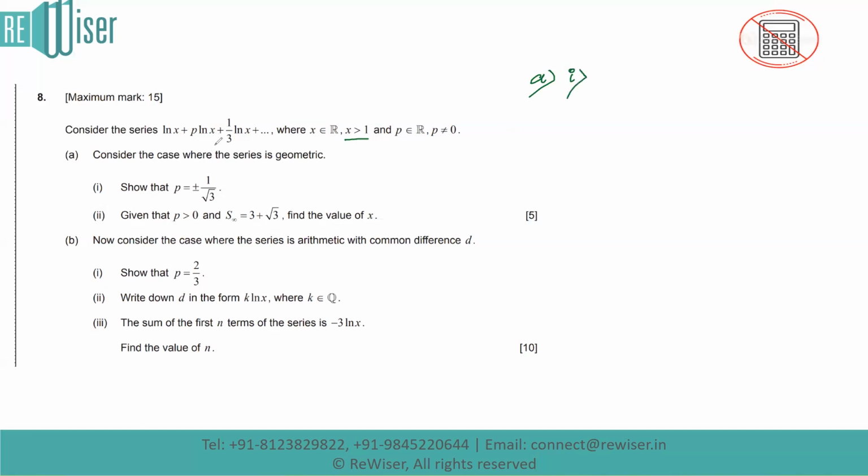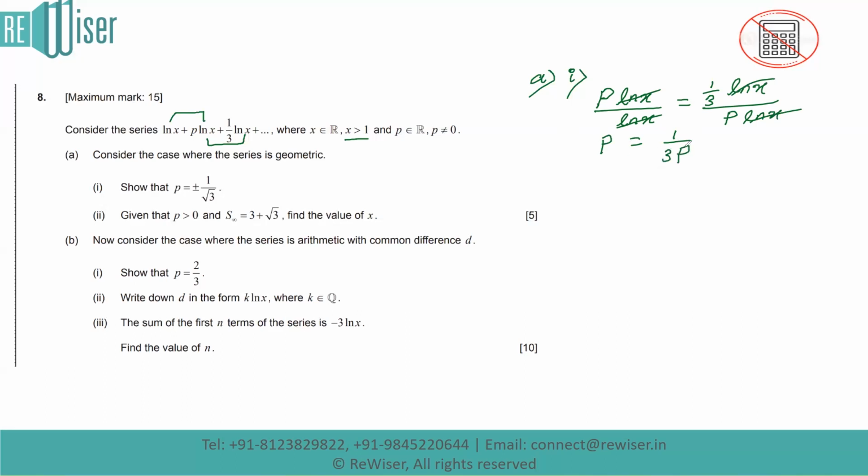So whenever we talk about a geometric series, there would exist a common ratio. That is basically the second term over the first term, p ln x over ln x, which would be equal to the third term over the second term, 1 over 3 times ln x over p ln x. So here all these ln x can get cancelled out, and I will just get p equals 1 over 3p.